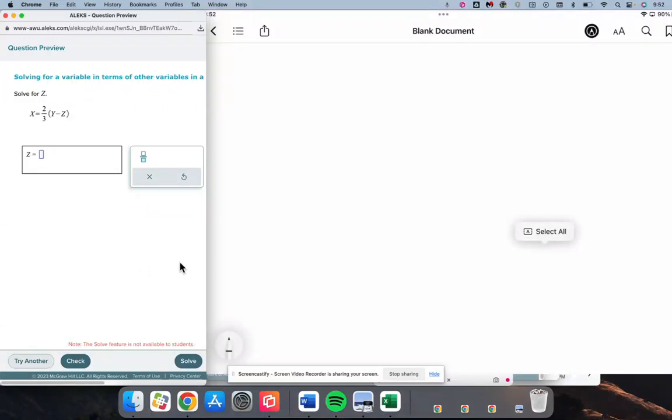Okay, and so we're adding fractions to the mix here with solving for a variable in terms of other variables. And the first thing that we're going to want to do here is to do what I call the cleanup and simplify both sides of the equation as much as possible. So in doing that, we're going to do the distributive property on the right. We'll get 2/3 y minus 2/3 z.